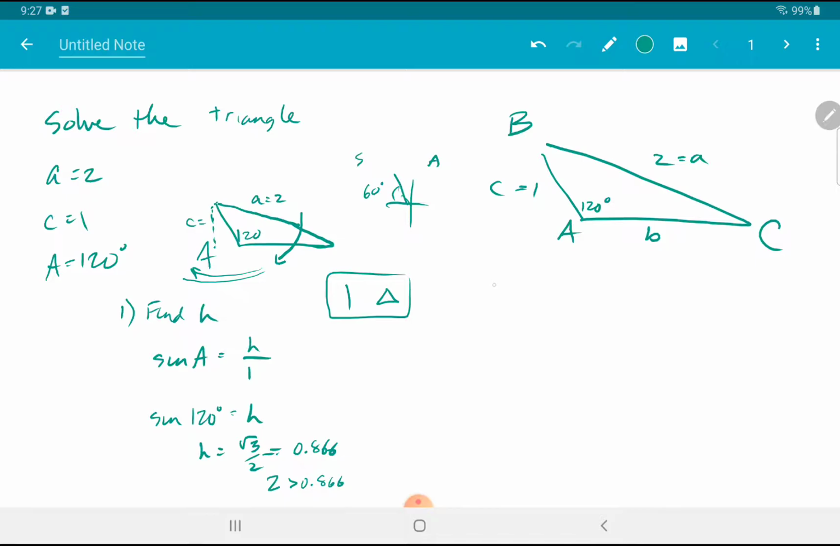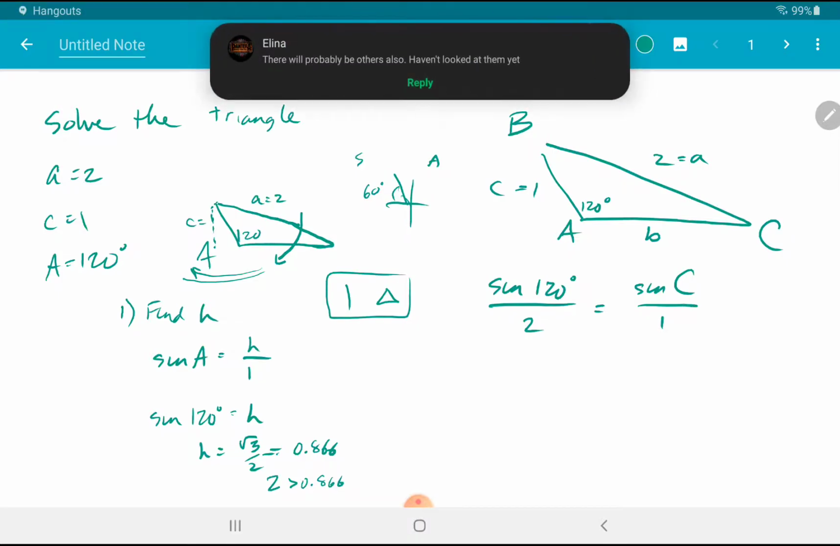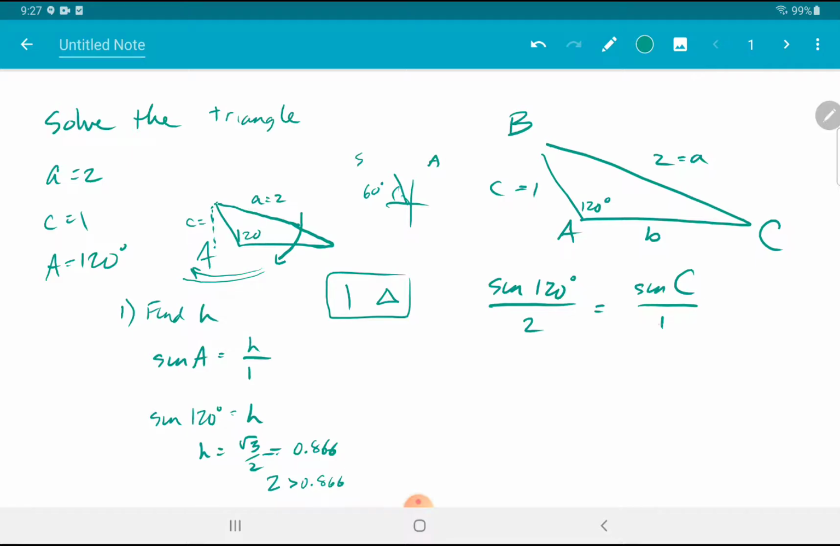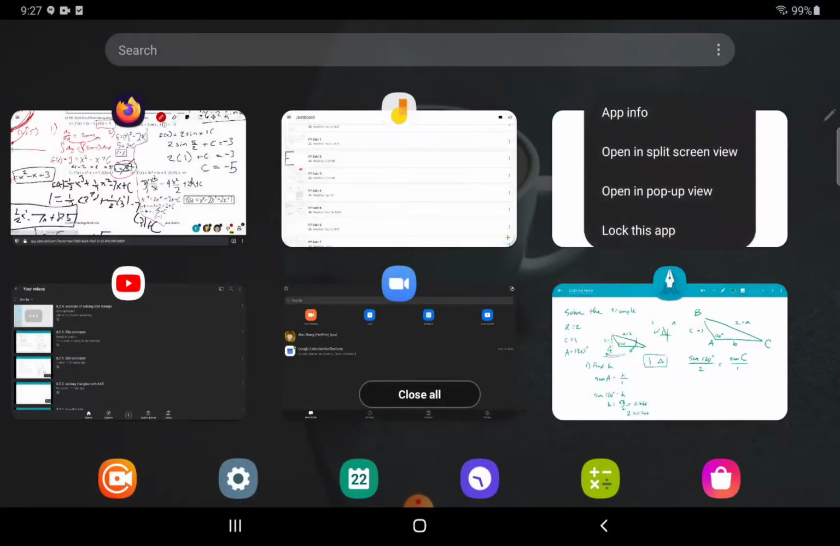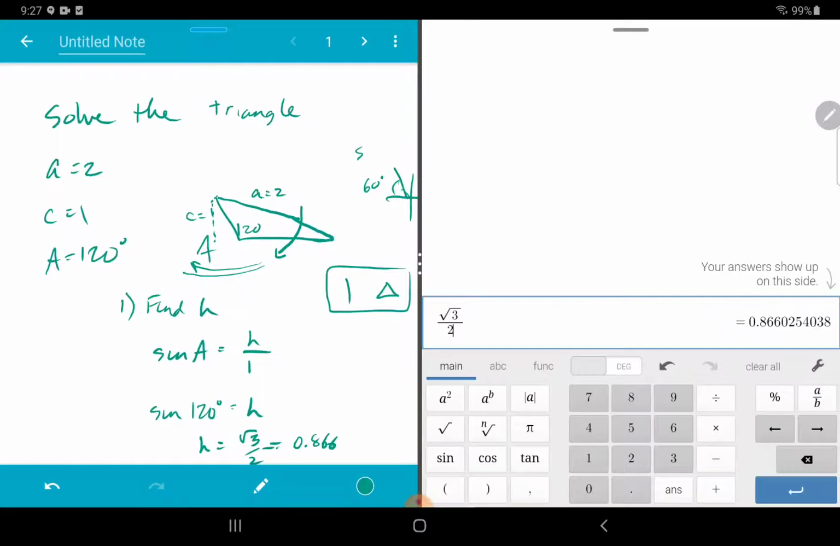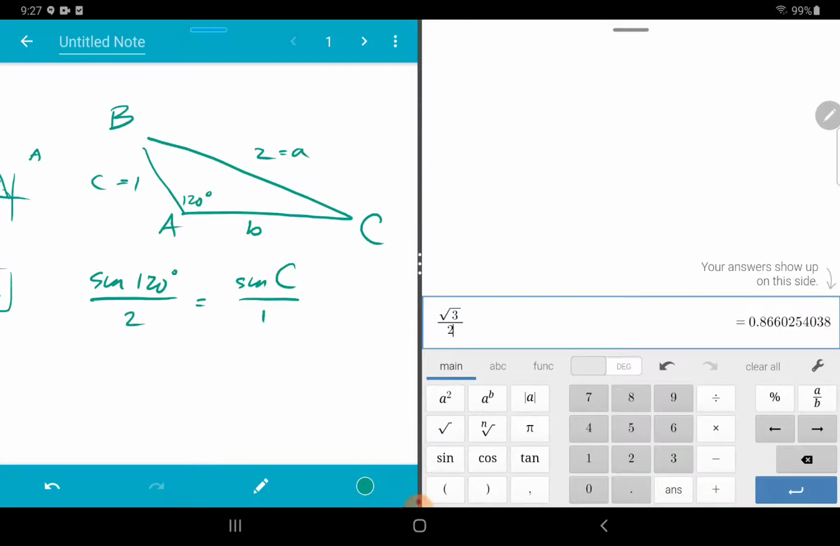All right, so from here, we can go ahead and use our law of sines. So sine of 120 over 2 is equal to, let's go ahead and find angle C, sine of C over 1. From here, we are solving for angle C. So let's just go ahead and calculate that now. We said that sine of 120 was root 3 over 2, so we already have that value. But we've got to take this answer and now divide it by 2.